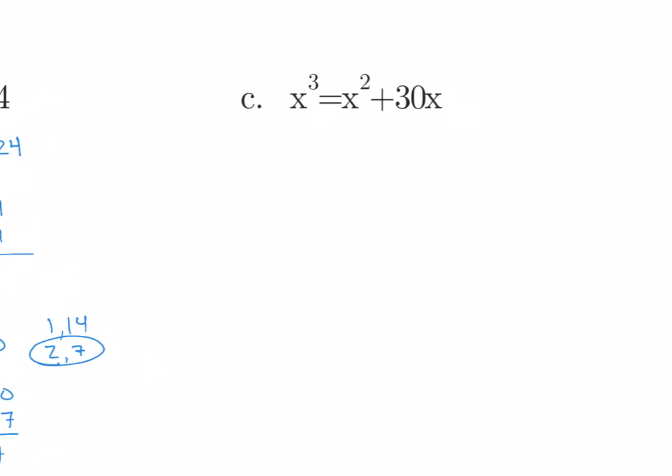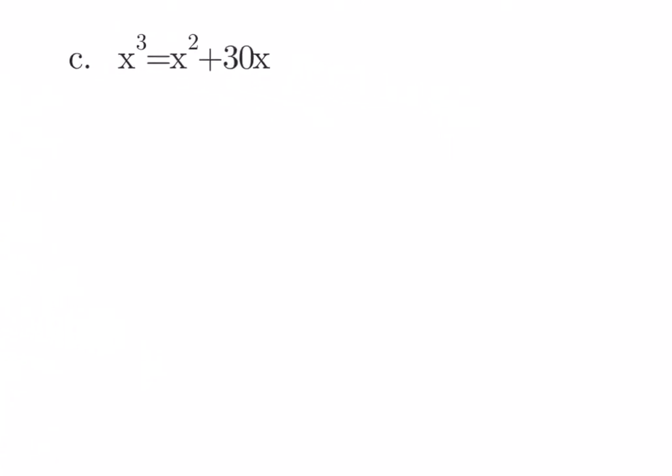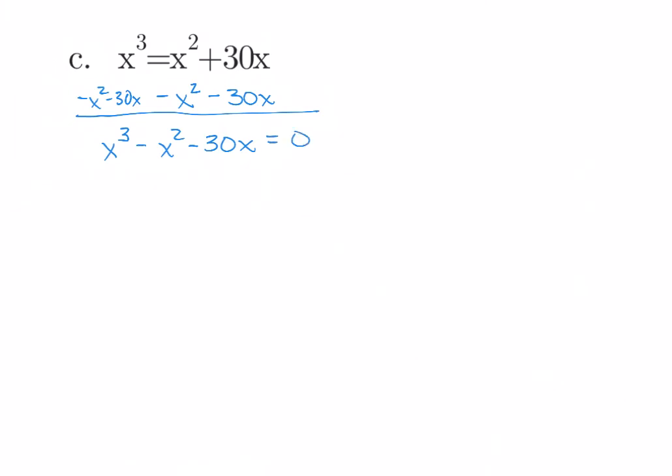All right, last one. Example C. Okay, for this one, the first thing we want to do is we need to move all terms to one side of the equation. Now, me personally, I always like having my leading term be positive. So I'm actually going to subtract x squared, and I'm going to subtract 30x from both sides. So we get x cubed minus x squared minus 30x equals 0.